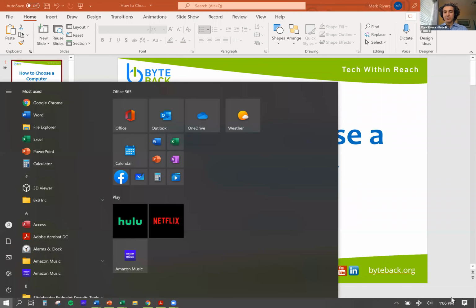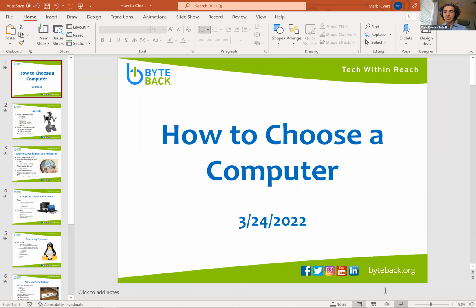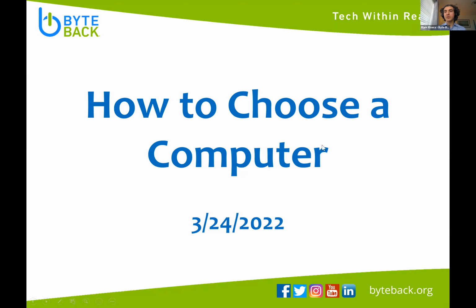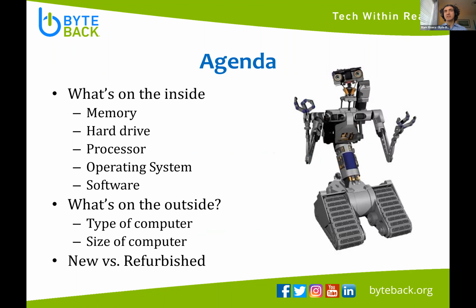And now let me just select the option to go to full screen mode. And here we are, how to choose a computer. Pretty straightforward. Today, we're going to discuss basically all the different components of a computer and what makes a computer, right? What's on the inside, what's on the outside, and also something that is very important to talk about, new versus refurbished computers, right? Because that's a very, very different thing when you're getting a new one versus a refurbished one.